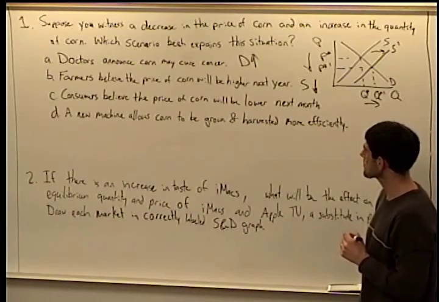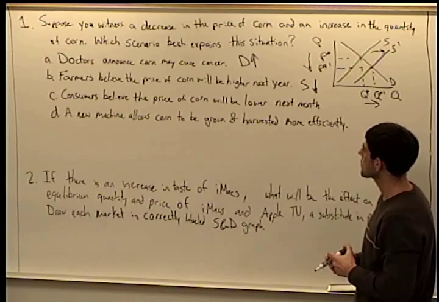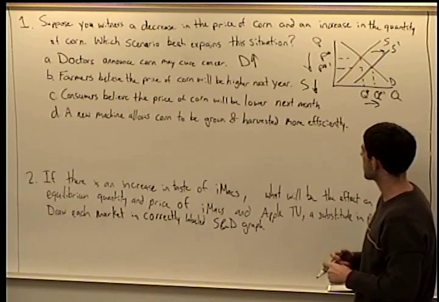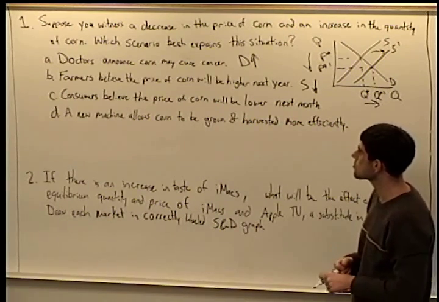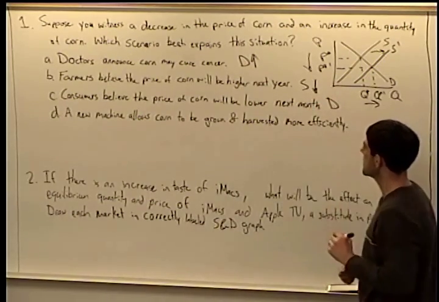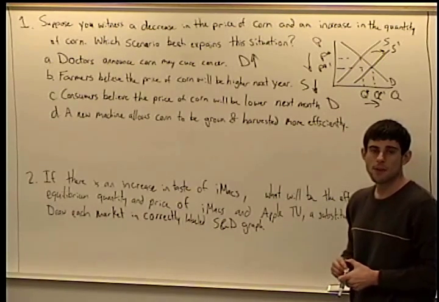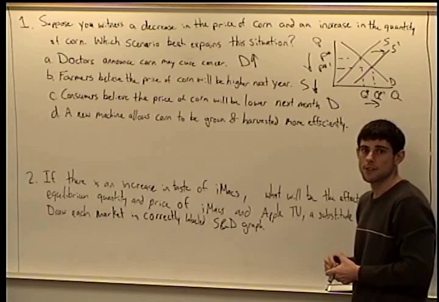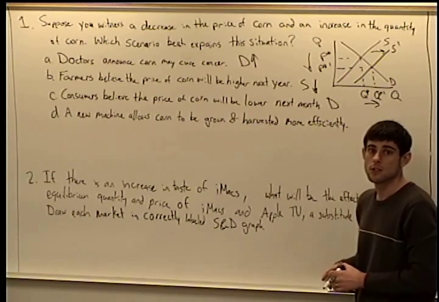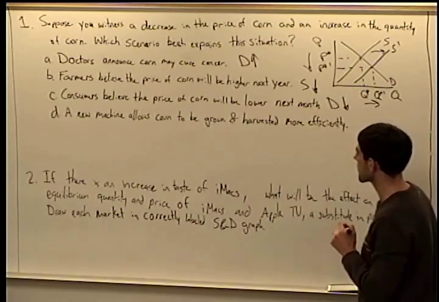Part C, consumers believe the price of corn will be lower next month. Consumers are the buyers of corn, so we're talking about demand. If they believe the price of corn will be lower next month, they're going to buy more corn next month as compared to this month when the price is higher. So demand will decrease. That can't be the right answer.